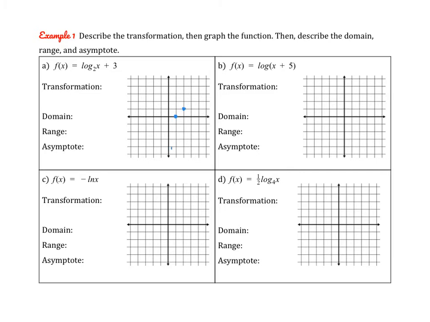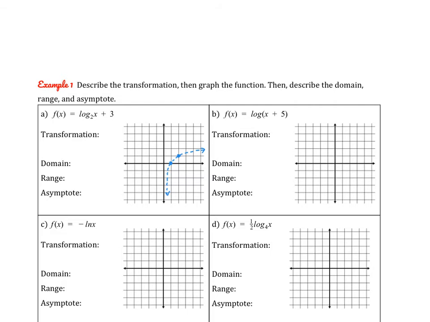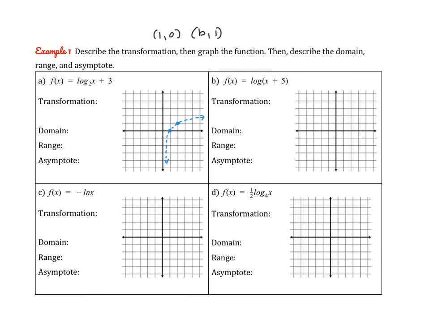So our parent function looks something like this. So I would always start by graphing those two points. So again, the two points you're going to graph, I'll write it up here, are 1, 0, and whatever your base is, b, 1. So those will be true for all parent functions. Now we're going to look at the transformation. So here I can see that it's going to shift up 3. Shift up 3 units. It's a vertical translation.